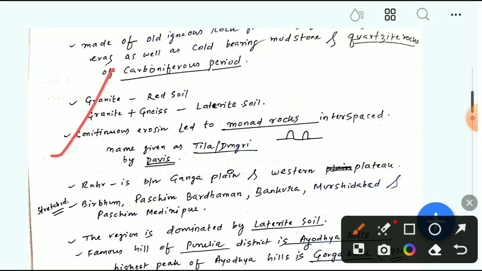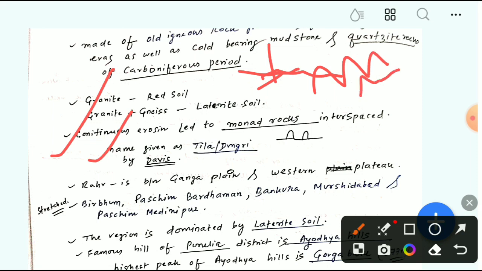Next is continuous erosion leading to monadnock rocks interspaced, a name given as Tila or Dungri by Davis. That is, if continuous erosion is done by wind or river, then monadnock rocks are formed. This kind of rocks are interspaced, means much more space is there between two mountains. So it is called monadnock rocks.